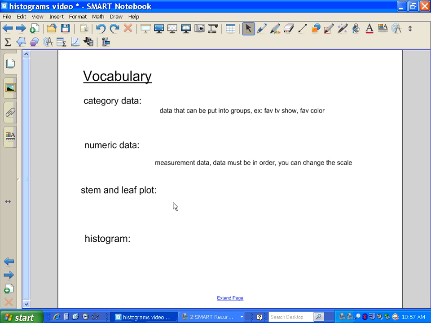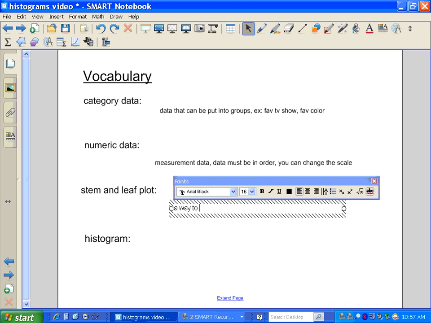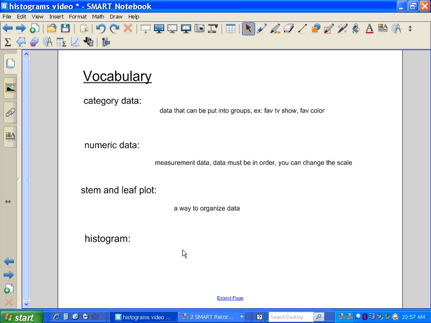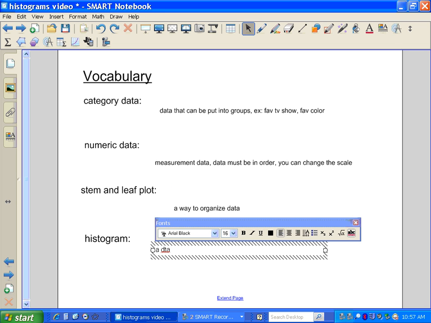Stem and leaf plot is just a way to organize data. And then a histogram is a data display for numeric data.